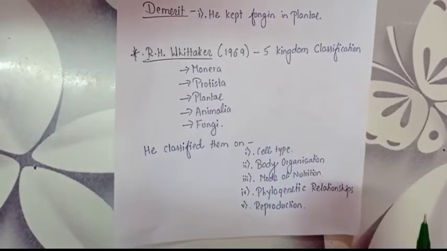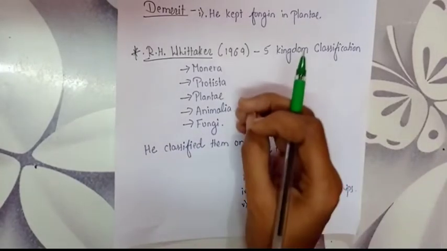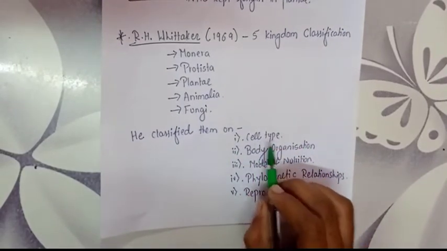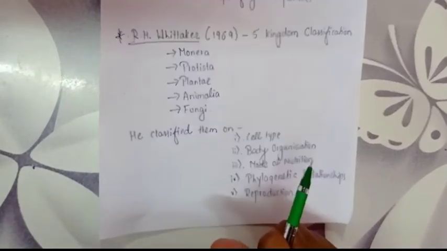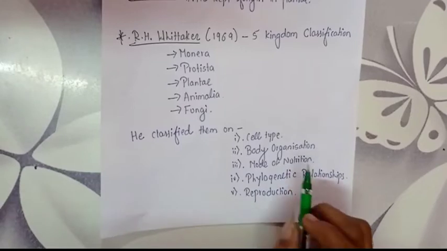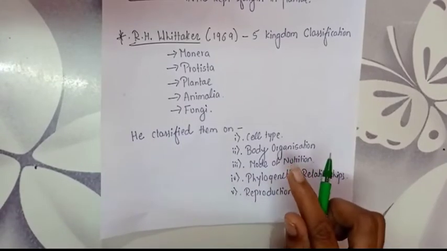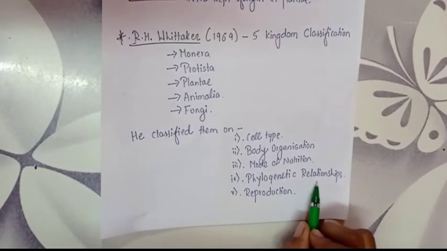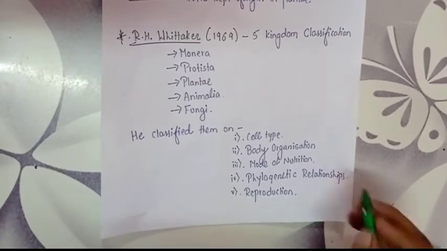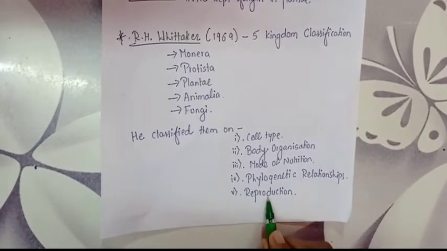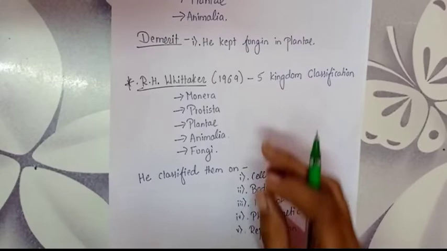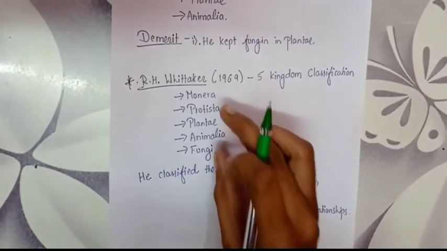He classified them on five different features, that is, the characters he included while classifying the living organisms into these five kingdoms. What are they? The first one is cell type, that is eukaryotic or prokaryotic. Then body organization, then mode of nutrition, whether photosynthetic, chemosynthetic and so on. Then phylogenetic relationships. What is meant by phylogenetic relationships? That is the evolutionary relationships. He also included that, as well as reproduction, which is also one of the criteria based on which he classified the living organisms into these five different kingdoms.